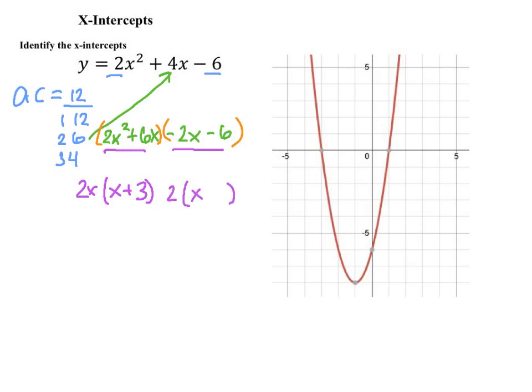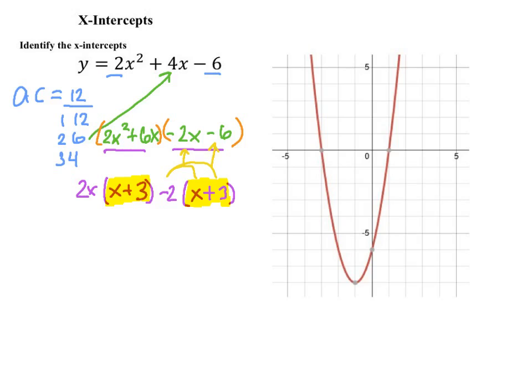Now the issue comes in with the signs. Remember that everything inside needs to be the same. So I'm going to make this a plus 3. If I pull out a negative 2, that will make it so that I have x plus 3 on the inside. Now, as a quick check, negative 2 times x is negative 2x, and negative 2 times 3 is a negative 6.